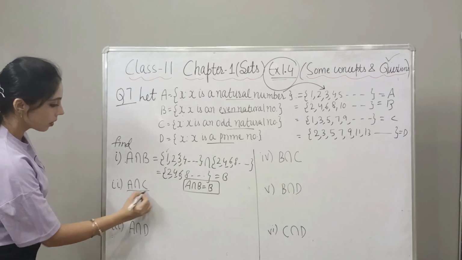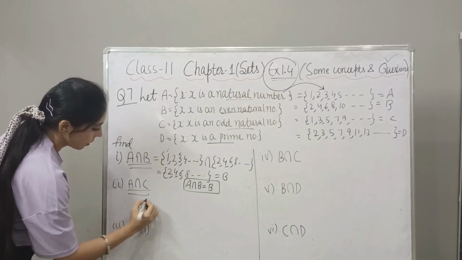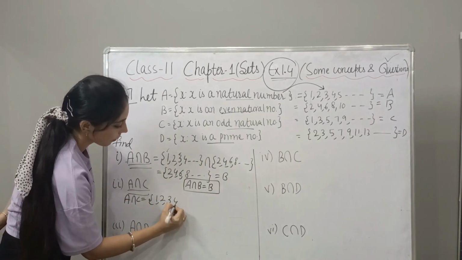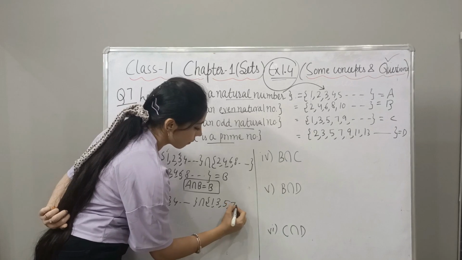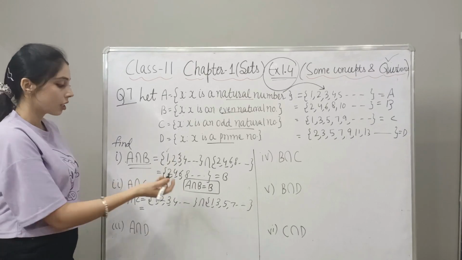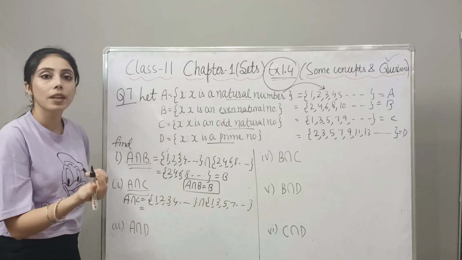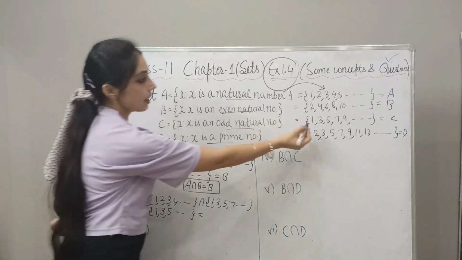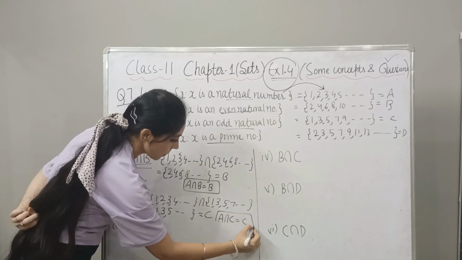Okay. What about this one? A intersection C. A is all the natural numbers, and C is all the odd numbers 1, 3, 5, 7 and so on. So what will be the intersection? Similarly, as the previous part, this is containing all the odd numbers and these are all natural numbers. So in common we have all the odd numbers 1, 3, 5 and so on. What is this set? This set is set C. So we have A intersection C is equal to C.